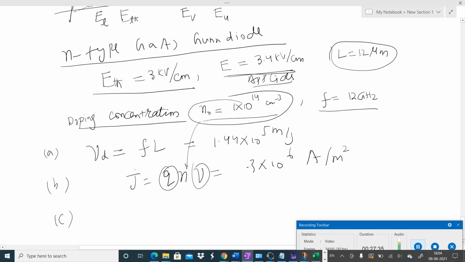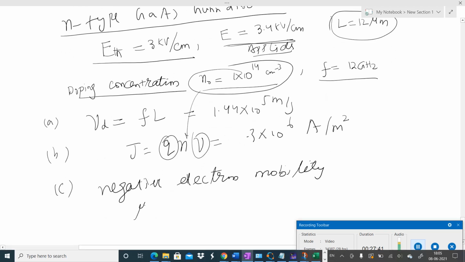Third thing, what is the negative electron mobility? That will be mu n, and in this case it is minus of V_D by E. So this will come out to be 0.423 meter square per volt-second.